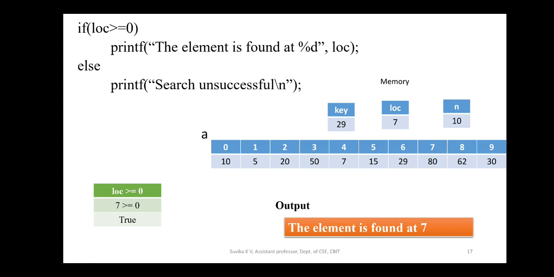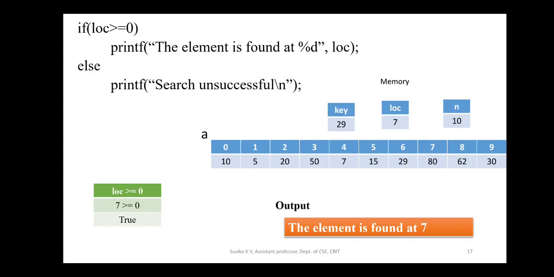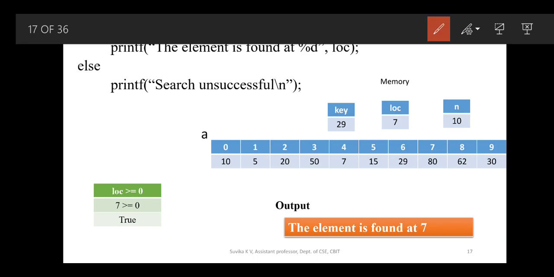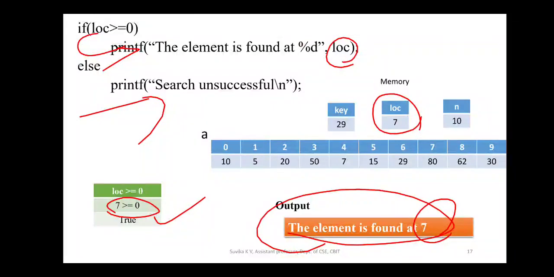So now if location is greater than or equal to 0. What is the location you got? 7. Is 7 greater than or equal to 0? Yes, it is true. So it will come to the if part, else it would go to the else part. So it is true. The element is found at whatever the location is. You are going to print that. What is the location we have? 7. So the element is found.